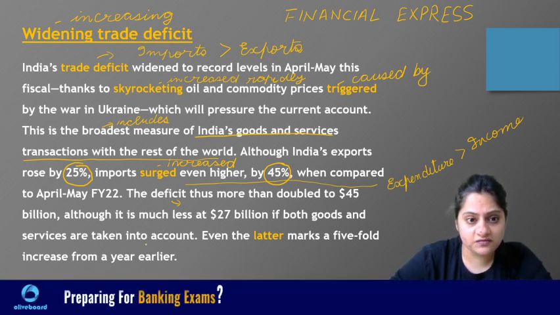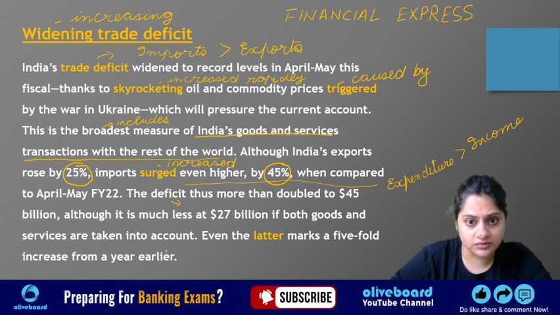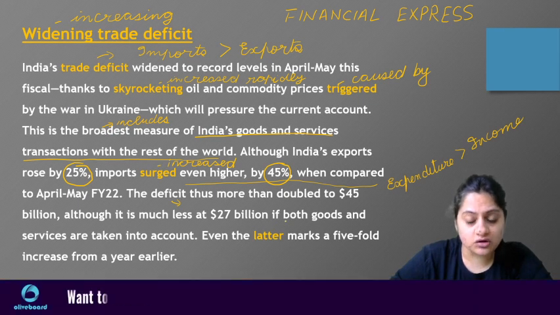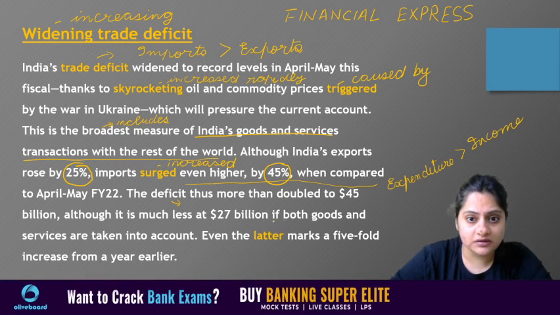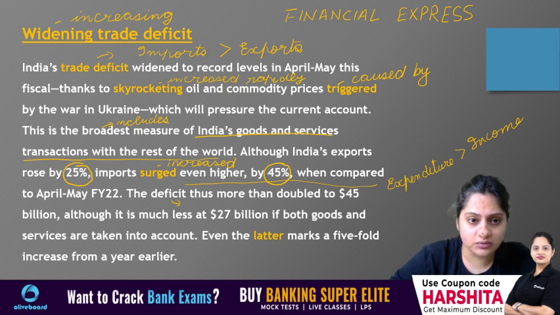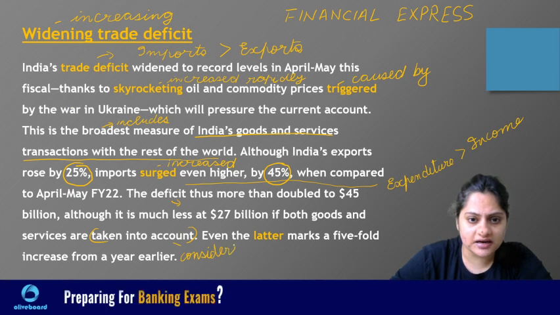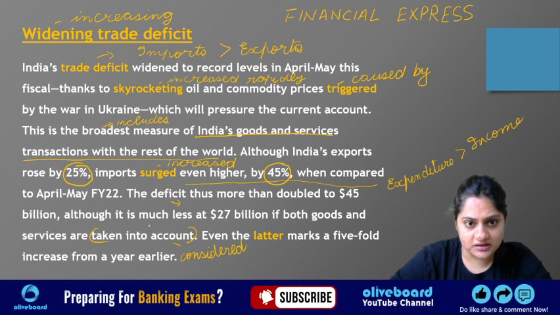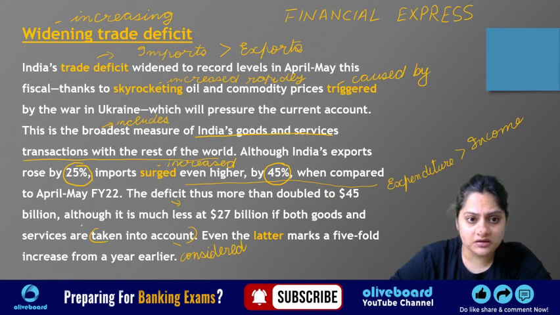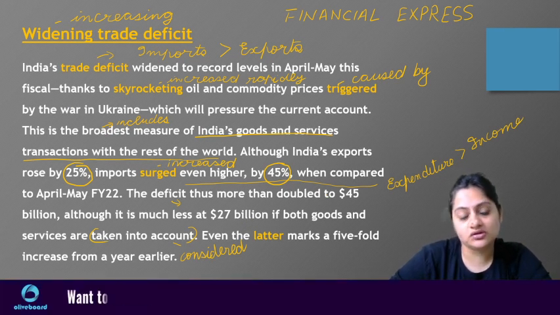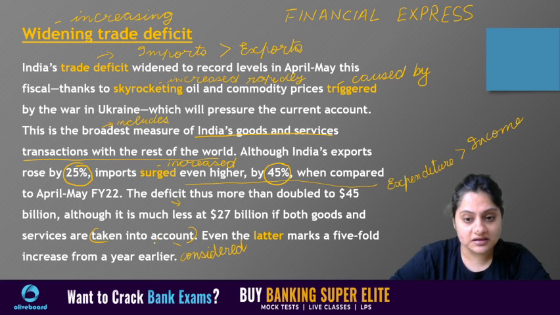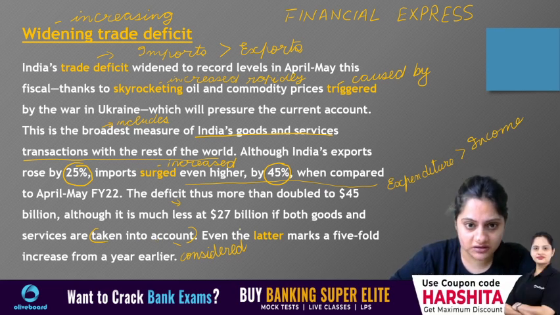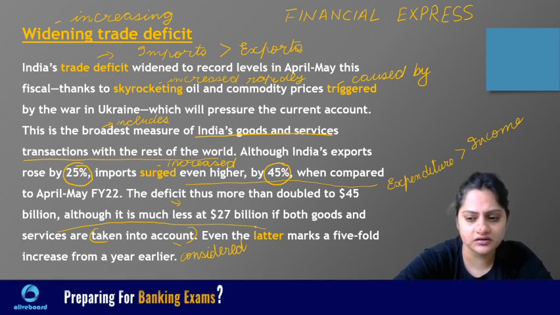Even the latter marks a five-fold increase. When we talk about latter, it is the opposite of former, whenever we talk about two things. For example, if both goods and services are taken into account, here latter will refer to services. So the deficit more than doubled, although it was much less if both goods and services are taken into account, but there has still been an increase from the earlier year when we talk about services. Latter is for services. Clear?